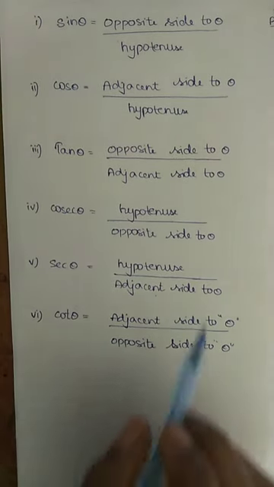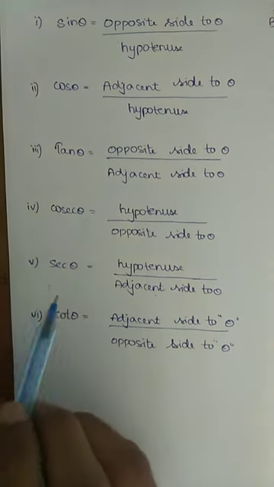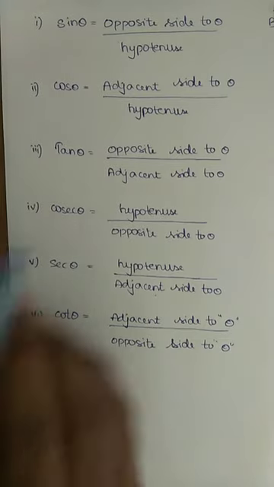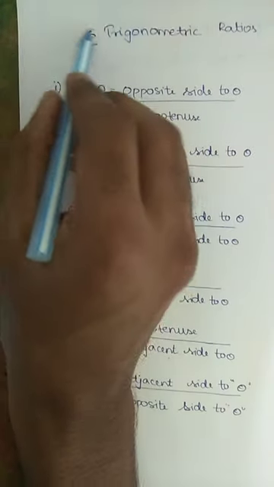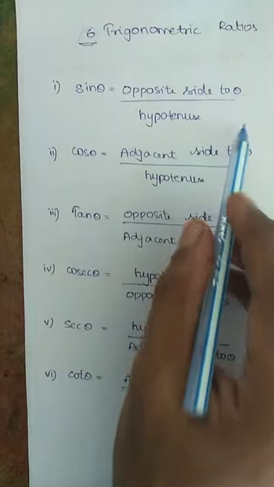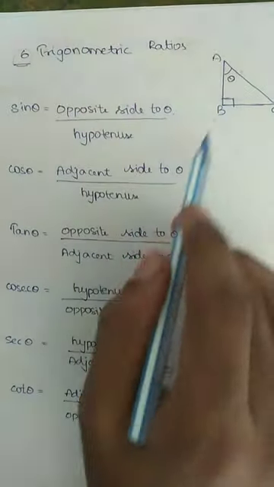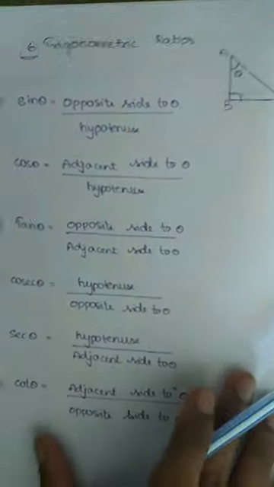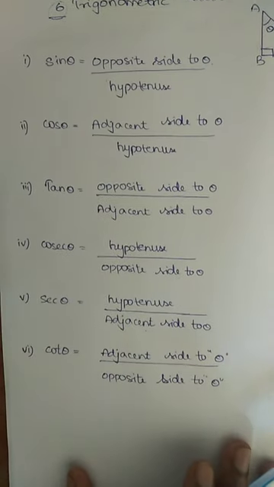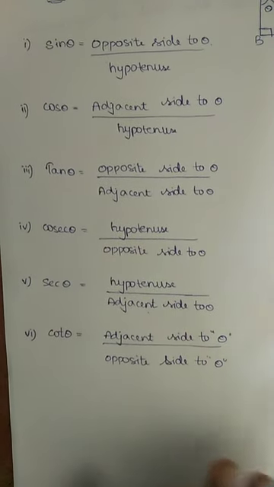So the possible 6 trigonometric ratios are these. There will be only 6, not more than that, because there are 6 possible ratios for the given triangle ABC.